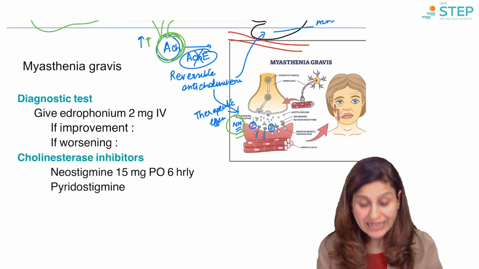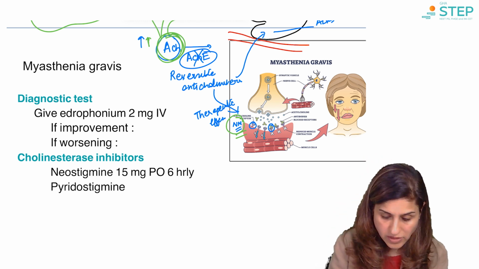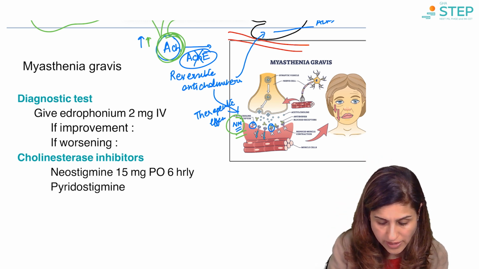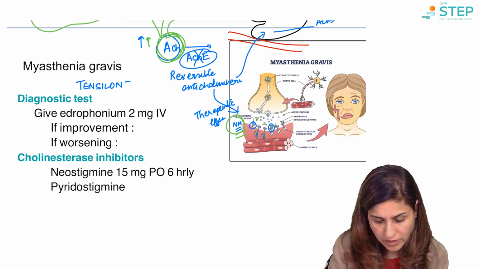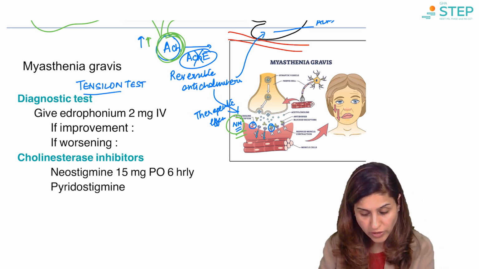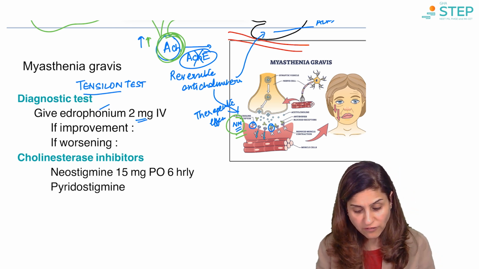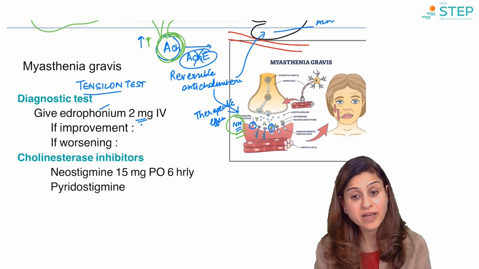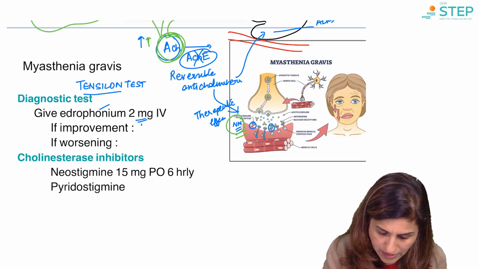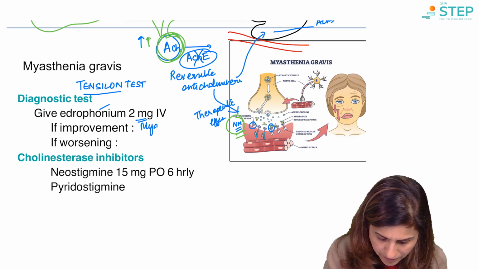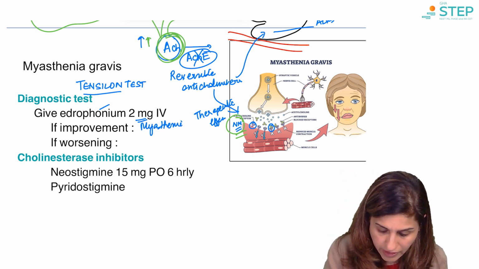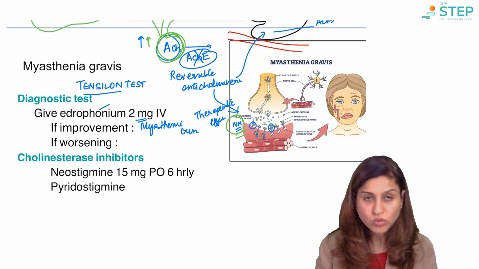There is a diagnostic test, also referred to as the tensilon test. This is done with a very short acting drug called edrophonium, 2 milligram IV. This is very, very short acting. So if you give edrophonium and there is improvement, that means there is myasthenia crisis.